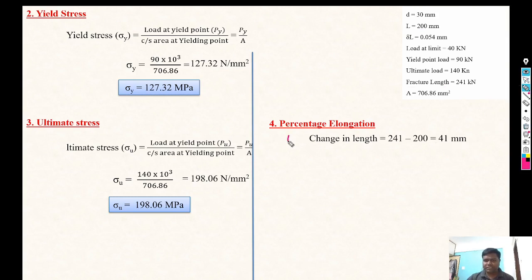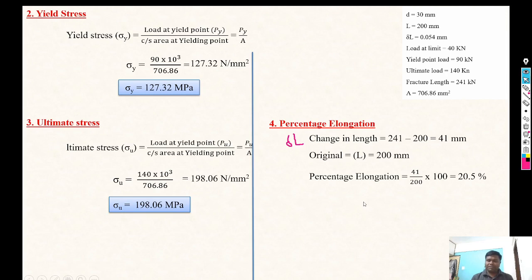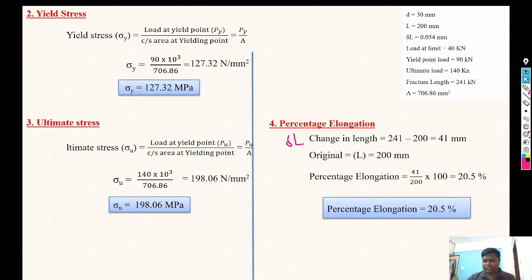This is the change in length as per our numerical. Correct. So original length is 200. The formula for percentage of elongation is what? Change in length divided by original length into 100. So change in length is how much? 41, that we have just calculated over here, and original length is 200, into 100. So 20.5% is the total percentage of elongation. Correct.